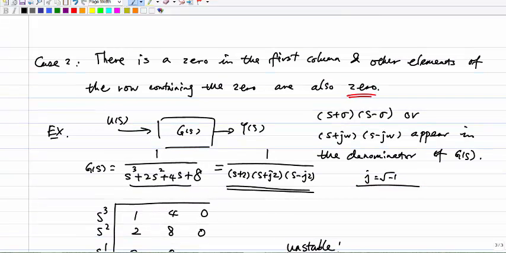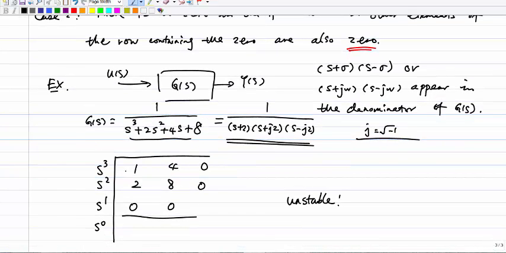For example, if I give you a closed loop transfer function G(s) given by 1 over s cubed plus 2s squared plus 4s plus 8. If I compute the Routh array, I put the horizontal line and vertical line, and I put s cubed, s squared, s1, s0 over here. Then I put in the numbers: 1, 2, 4, and 8. I can put 0, 0 if I need it.